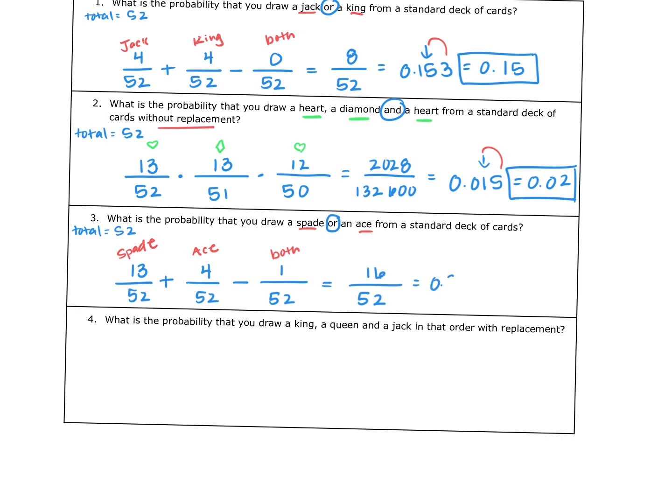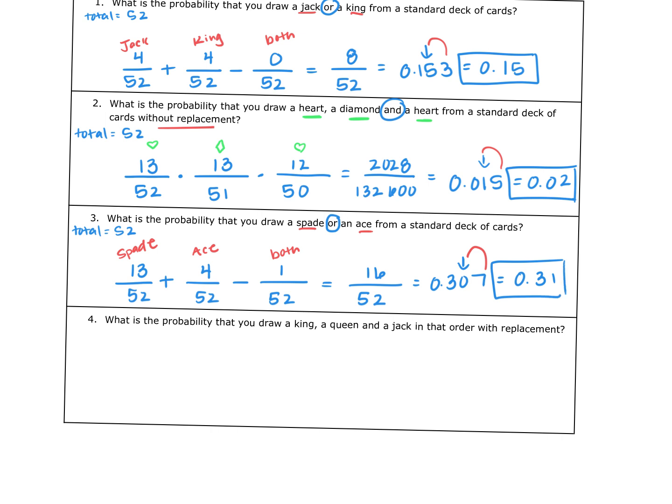And I get 0.307. Hundredths: 0 stays the same, 3 stays the same. 7 is 5 or above, I'm going to give it a shove. So that 0 is going to turn into a 1. I shoved it up 1.